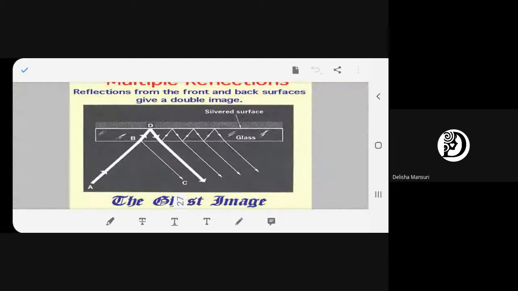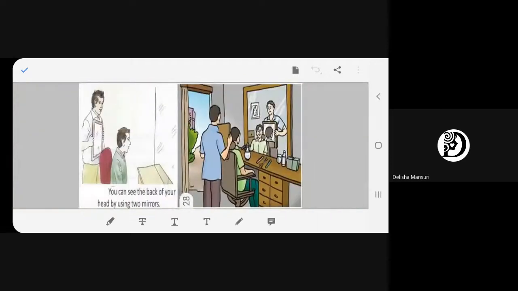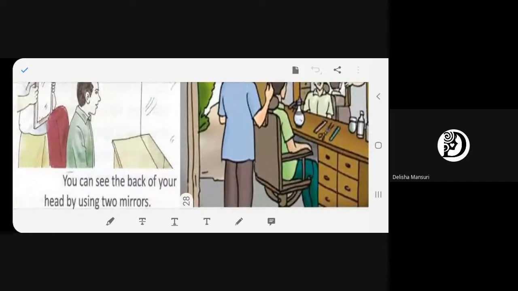That's why we get multiple reflection, and what it is called is a ghost image. It's not a real image, but many images. So it is a ghost image, not the real image. Now you can see the back of your head by using two mirrors.